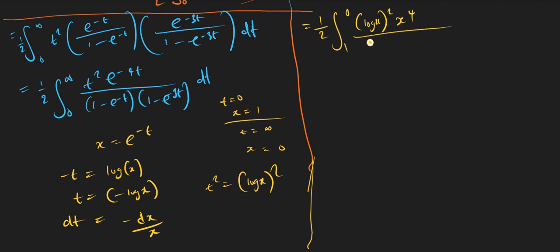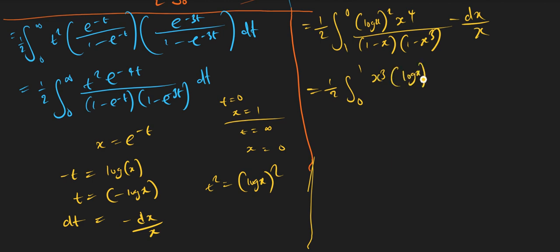And you're dividing this by what? By 1 minus x to the 3rd power. Then you have negative dx over x. So this would give you half the integral. Now, because of the negative, we can flip this to be 0 to 1. Then one of the x's cancels out, so you have x to the 3rd power. Then you have log x to the 2nd power, all divided by 1 minus x and 1 minus x to the 3rd power dx. So this, our double sum S, has been reduced to this integral.